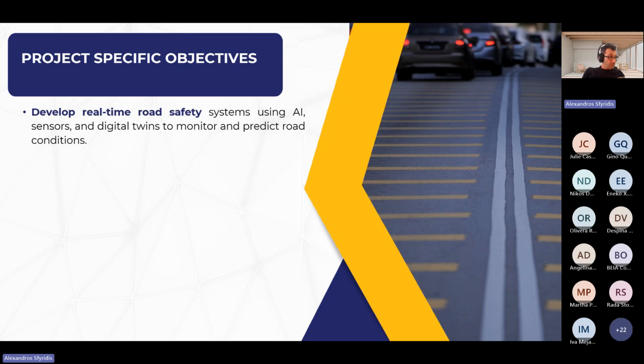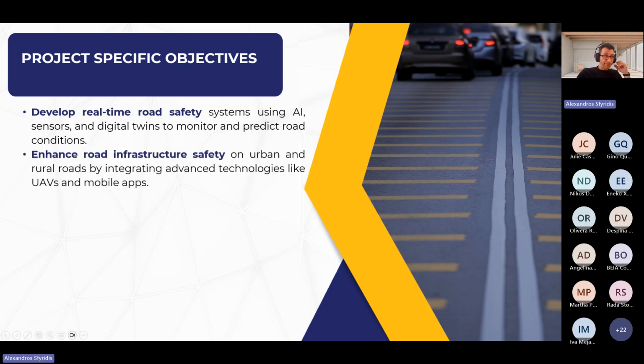Next one. So focusing on road infrastructure to integrate UAVs, that's unmanned aerial vehicles, most commonly known as drones, mobile apps and similar technologies to enhance safety.